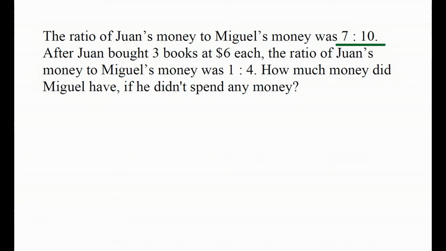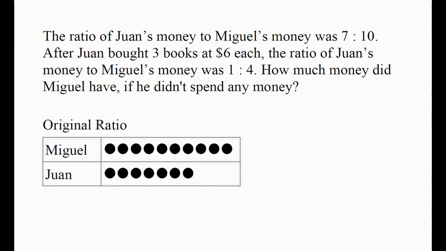So I'm going to solve the problem in this manner. I'm going to start with the original ratio. I'm going to pretend Miguel's money can be split into 10 equal parts, then Juan's money can be split into 7 equal parts, and all the 17 parts being the same. That's my first ratio. I represented Juan's money to Miguel's money was 7-10 in the table below.